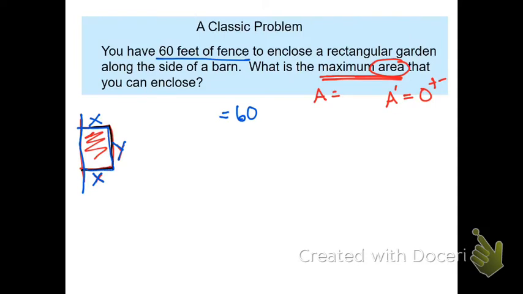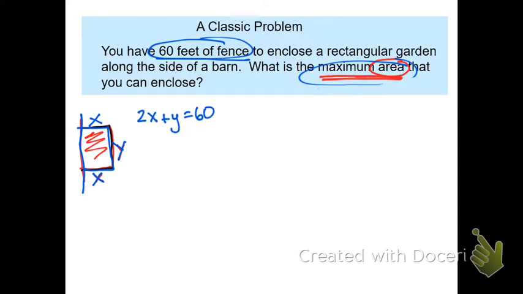So write an equation that represents the given information. 2x plus y has to equal 60. But that is not what they asked us to maximize. They asked us to maximize the area. So now I'm going to write an equation for area. Let me make a little space here. So the area of that rectangle would be x times y, because it's a rectangle.